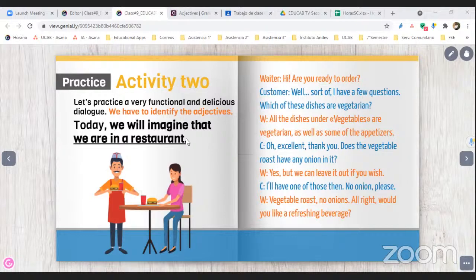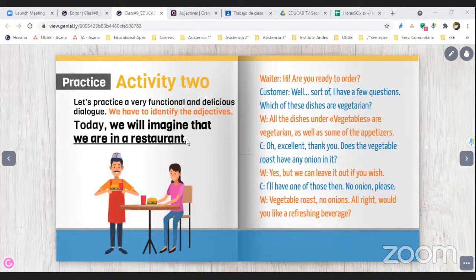Okay, so you can turn on your microphones and start reading, okay? You don't have to read the word waiter and the word customer because that is only telling you who you are, like what line you have to read. You just have to read the words that are after the word waiter and the word customer, okay? So you can begin now, Leticia.